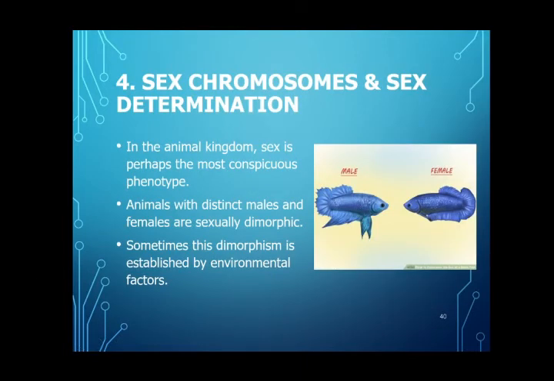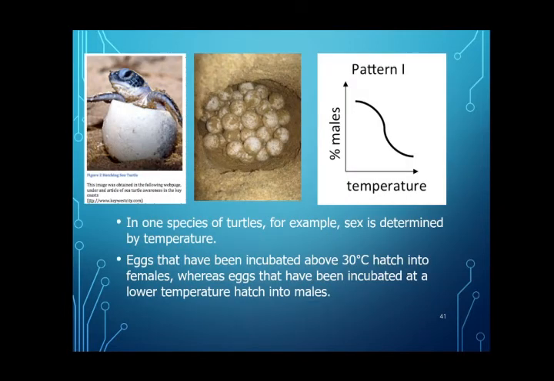Sex chromosomes and sex determination. In the animal kingdom, sex is perhaps the most conspicuous phenotype, meaning that you can tell. Animals with distinct males and females are sexually dimorphic. Sometimes this dimorphism is established by environmental factors. In one species of turtles, for example, sex is determined by temperature. Eggs that have been incubated above 30 degrees Celsius hatch into females, whereas eggs that have been incubated at a lower temperature hatch into males.